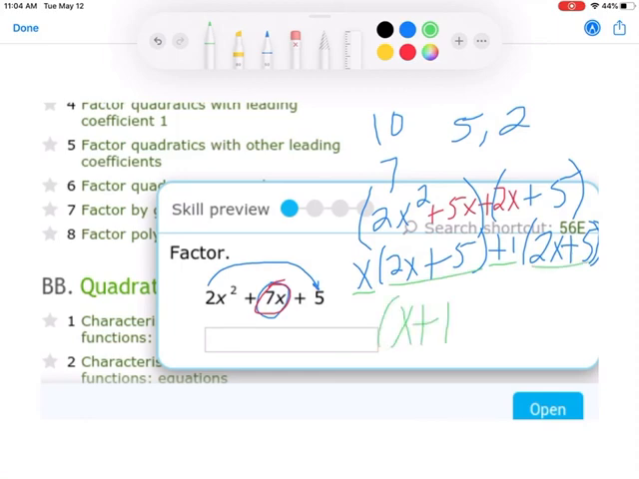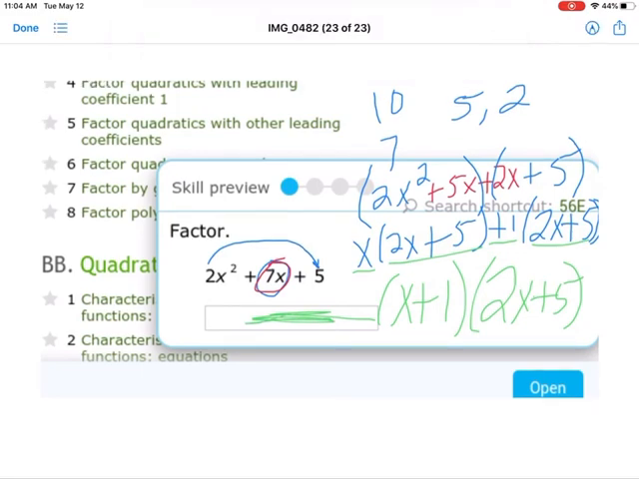X plus 1 is a factor. That's going to be one of your answers, and 2x plus 5. Oh, I can't write that plus sign. That's what you're going to put inside this little box, and hit OK, and be done. Oh, wow. That was it.